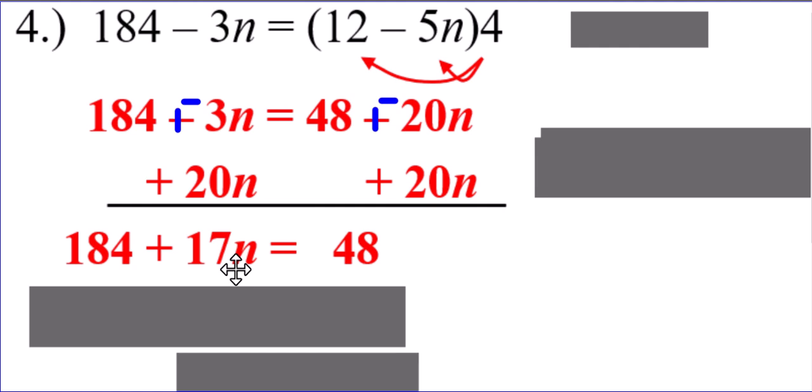Yeah, you could do it the other way. You could add by positive 3n on both sides, but then you would get a negative 17n on the right. And it's just a little bit nicer to have positives instead of negatives.